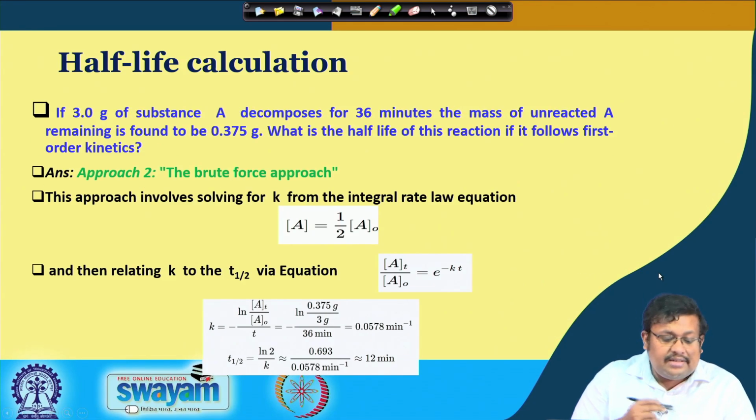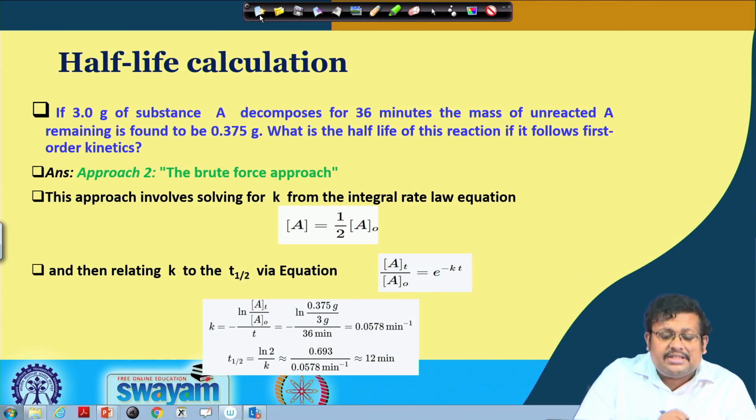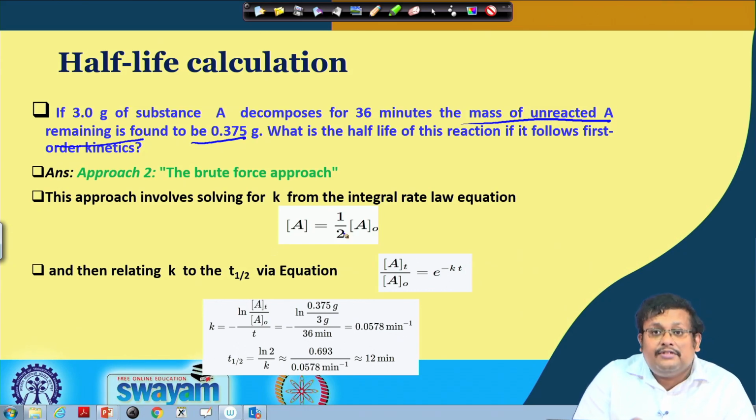And what is the brute force approach? Let us see. If 3 gram of a substance A decomposes for 36 minutes, the mass of unreacted A remaining is found to be 0.375 grams. So, it is basically the same problem. Here you can see this approach involves solving for k first from the integral rate law equation. We know that A by A0 equal to half in this case. So, from there we can relate this k to the T half via this equation.